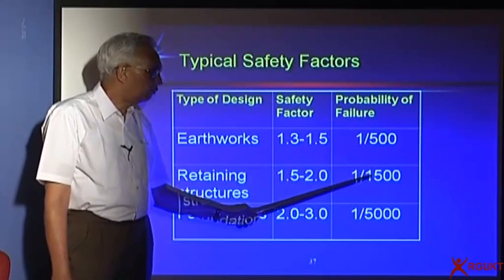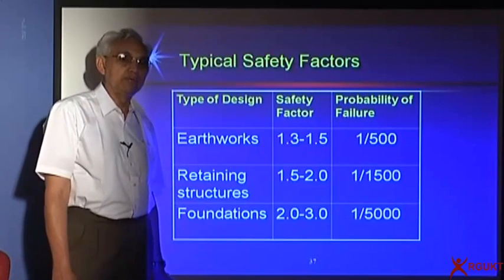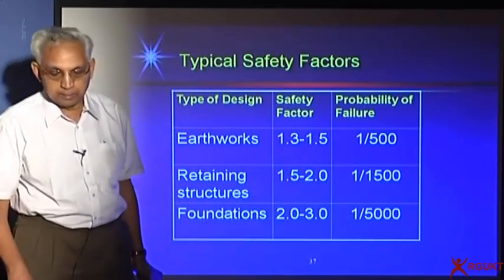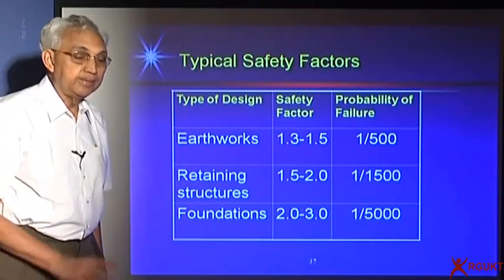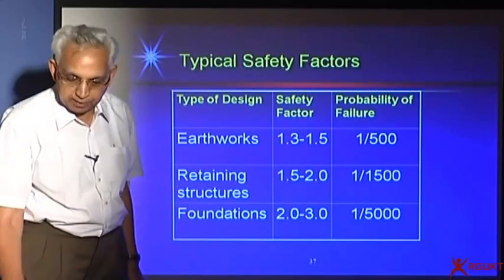And here is the probability of failure: 1 in 500, 1 in 1500 for retaining structures, 1 in 5,000 for foundations. The reason being soils are much more adjustable, and even if there is some problem, they can take care of it. But there is no safety against bad design and poor construction.